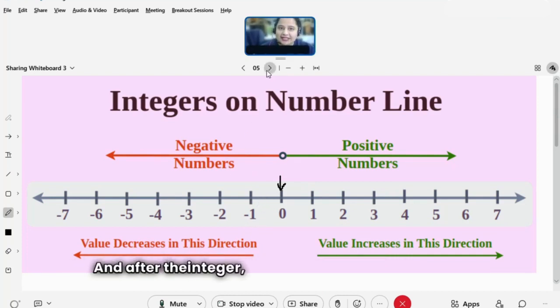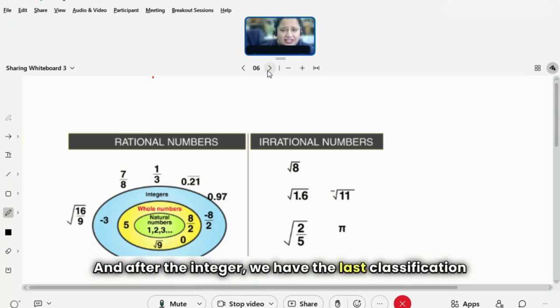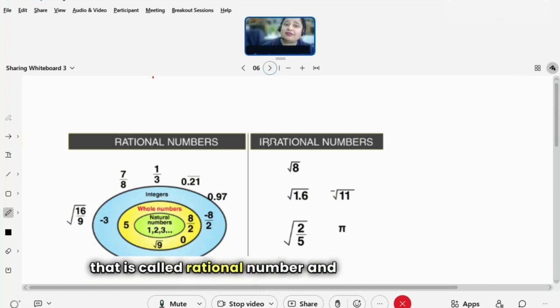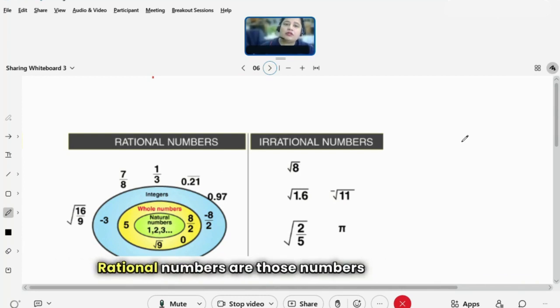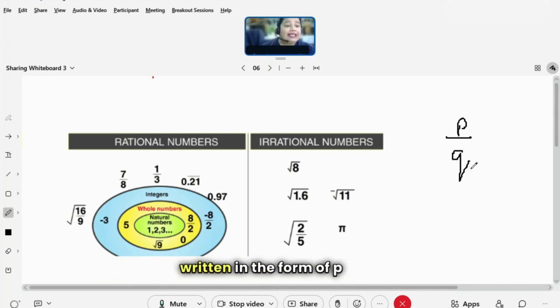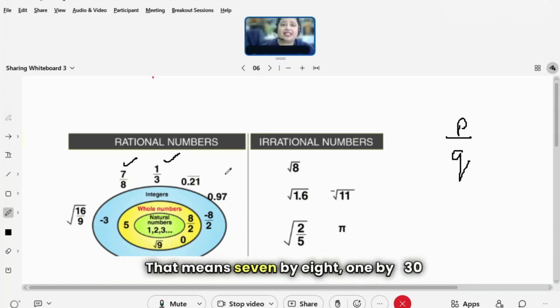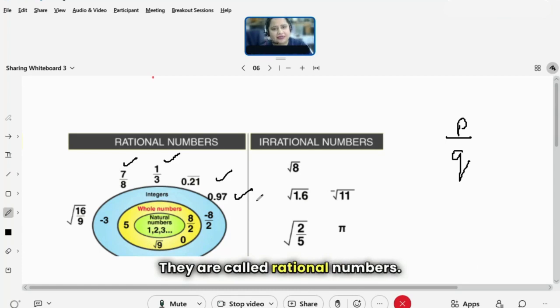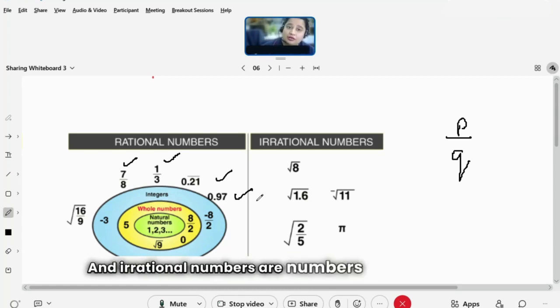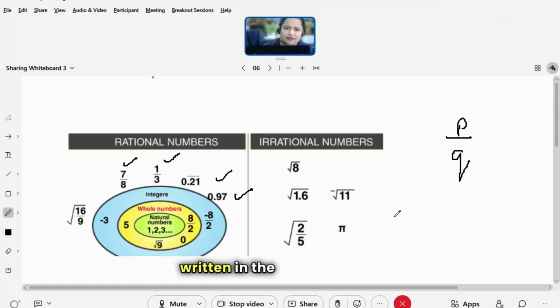And after the integers, we have the last classification, that is called rational numbers and irrational numbers. Rational numbers are those numbers which can be written in the form of p by q. That means 7 by 8, 1 by 3, 0.21 bar, 0.97, they are called rational numbers. And irrational numbers are numbers which cannot be written in the form of p by q.